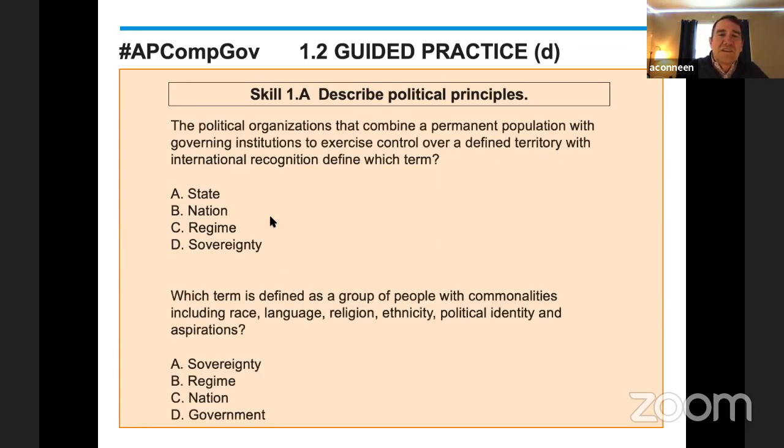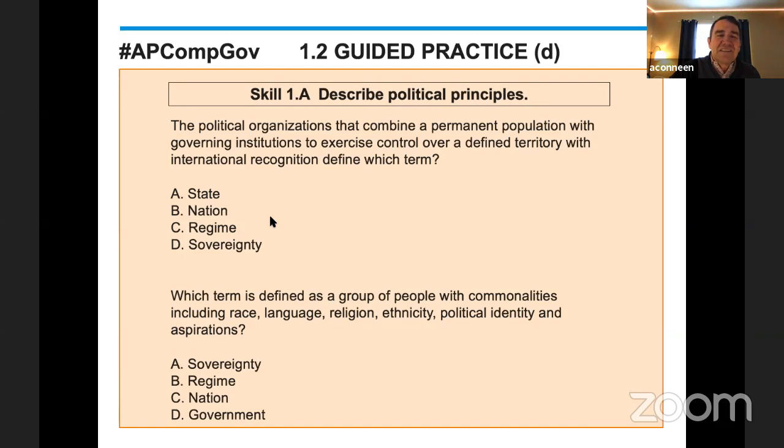Oh, we got the double question here. A political organization that combines a permanent population with governing institutions to exercise control over a defined territory with international recognition, define which term? And the bottom question is, which term is defined as a group of people with commonalities, including race, religion, ethnicity, political identity, and aspirations? And we got the twin questions here.